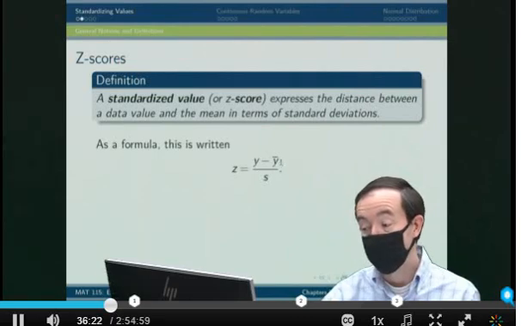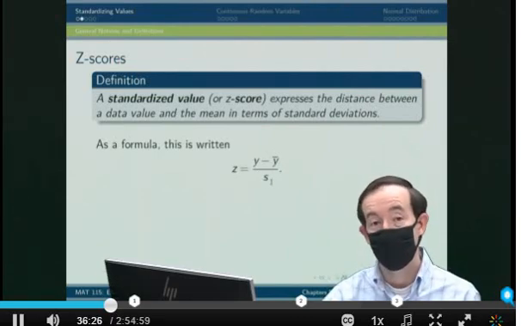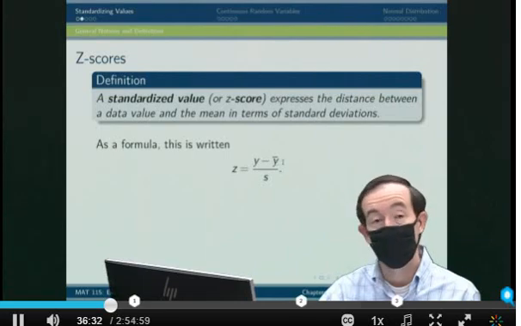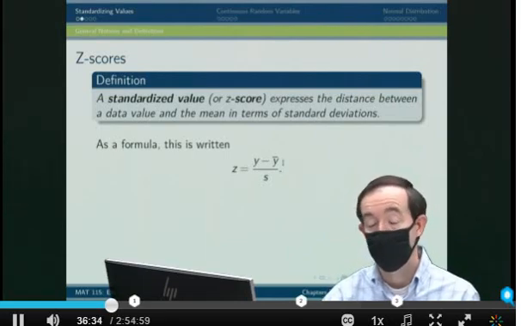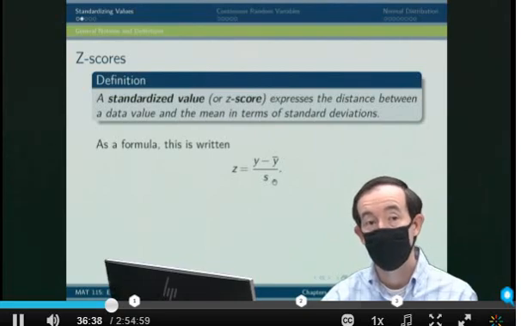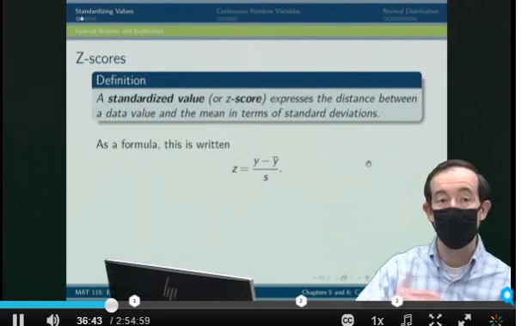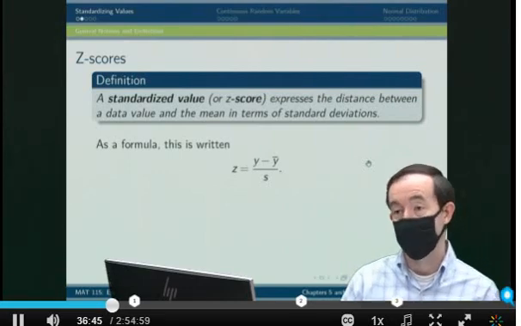For this particular example, I'm using a y bar, which comes from a sample, and s, which is the sample standard deviation. If I had a population value, I could compare it to the population by subtracting the population mean and dividing by the population standard deviation. That'd be a mu here and a sigma here. The idea is still the same: it's observed minus expected over the standard deviation.